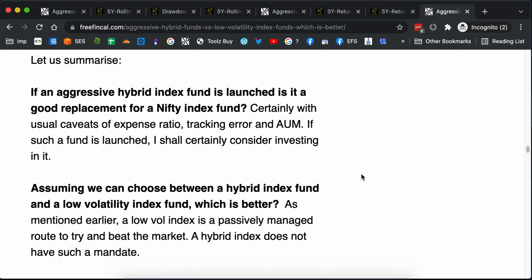Now, suppose we have an aggressive hybrid index fund, what should I choose? Should I choose the low volatility index or should I choose the aggressive hybrid index? If you just want low volatility and comparable market returns, you should use the hybrid index. If you want to try and beat the market at low volatility, then the low volatility index is the better idea. In my opinion, because the low volatility index removes the fund manager risk, it is a better idea than actively managed aggressive hybrid funds.